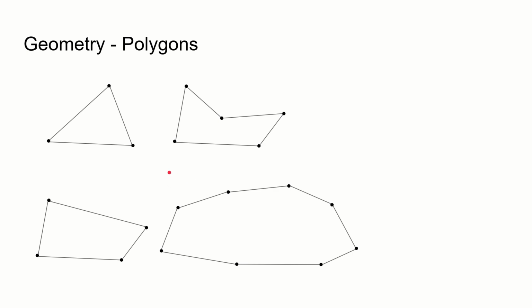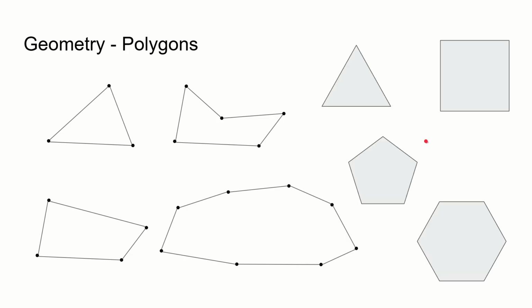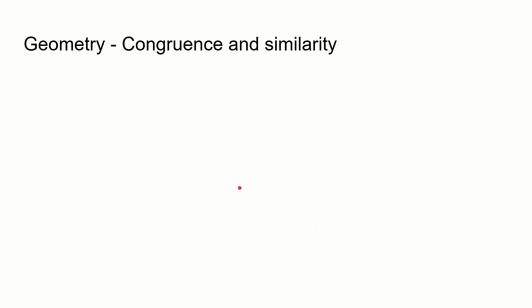But what you're used to seeing are regular polygons. Those look a lot more uniform, and this is what they'll look like. So this is a regular triangle, a regular quadrilateral, regular pentagon. This is a regular hexagon, and actually a regular quadrilateral has a special name. It's called a square. And I'll talk more about polygons in my polygon-specific video. But first, let's talk about congruence and similarity.